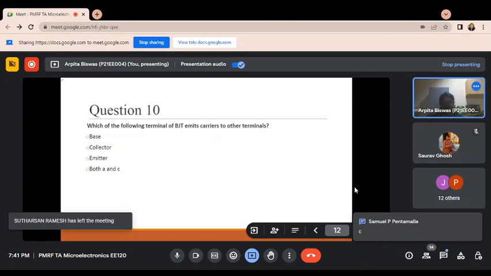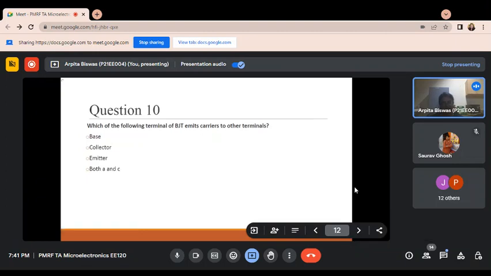Samuel, can you explain why the emitter, option C, is the right answer? Ma'am, actually in the emitter terminal, we keep the emitter as the highest doping region. We dope the emitter heavily so that it can inject as many carriers as possible to the collector region. And the collector region is the widest region so that it can collect as many of the carriers generated from the emitter region. From the name itself, the emitter is emitting the carriers towards the collector.